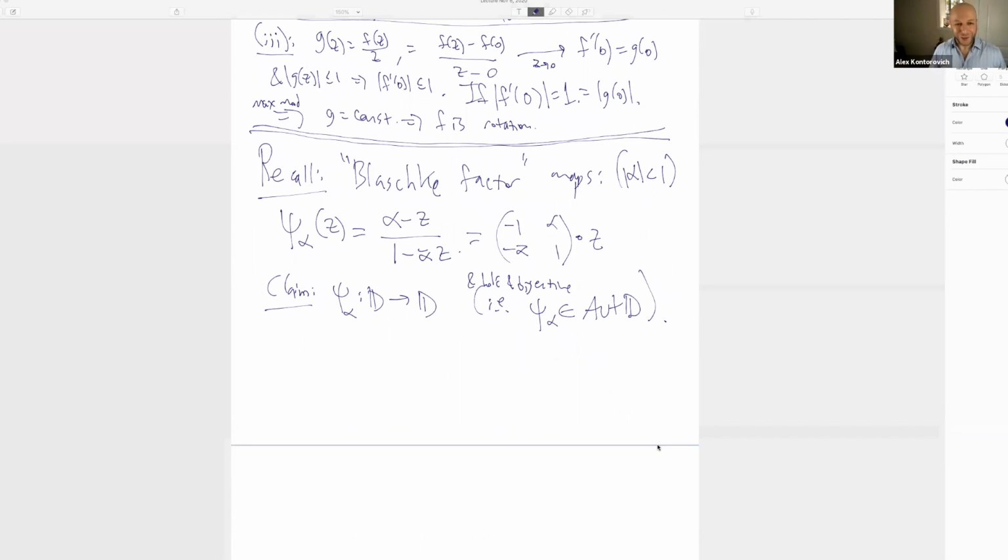And in fact, they're nearly the whole thing. That's what we're going to prove with Schwarz. Since I gave it away already, there's a theorem, which is what we're going to prove, that any automorphism of the disk is an e to the i theta, a rotation, times the Blaschke factor. Okay, but we're going to come back to that.